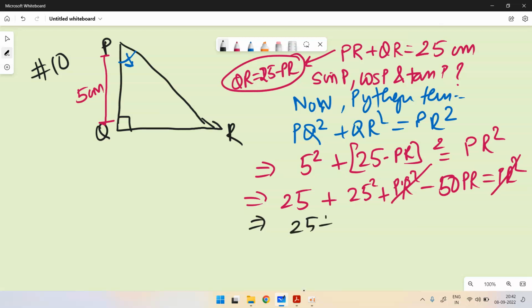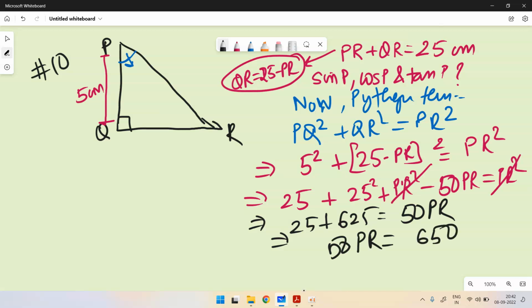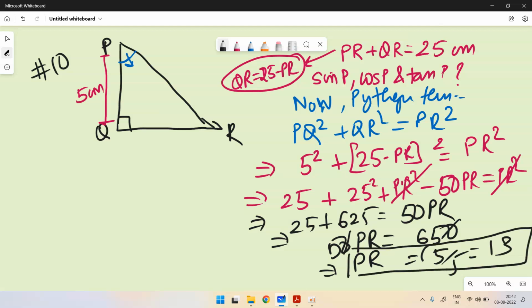625 plus 25 equals 50 PR, which implies that 50 PR is nothing but 650. So PR is nothing but 650 by 50, which is 13. PR is equal to 13. So this means that this is 13 centimeters.